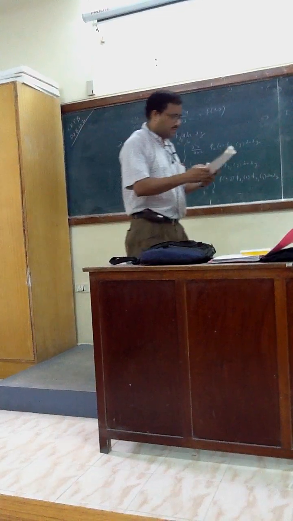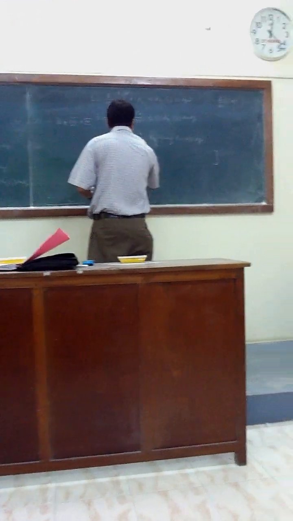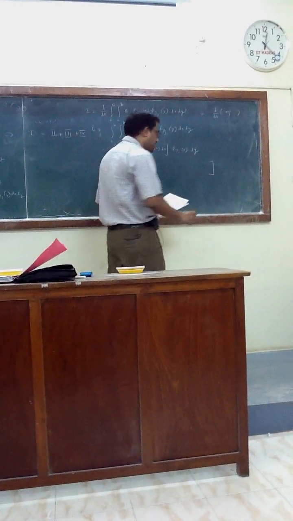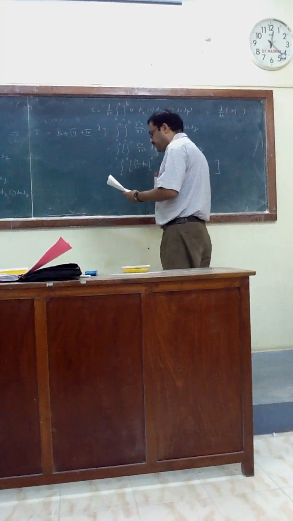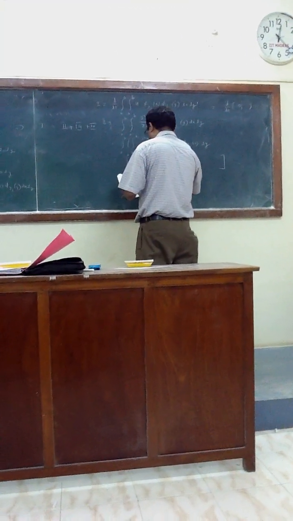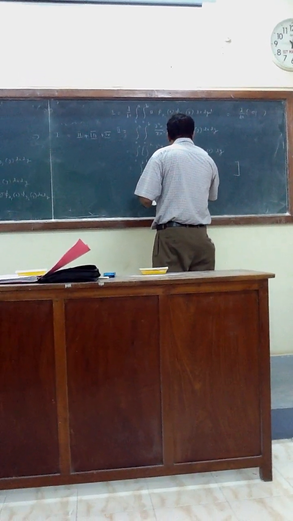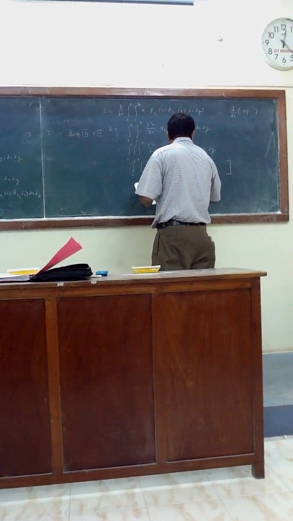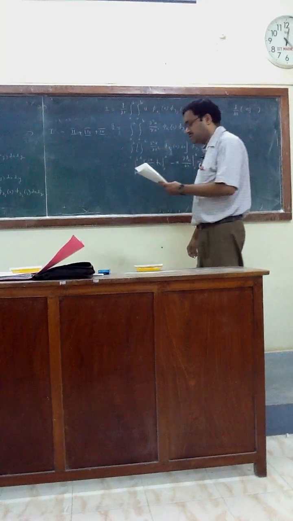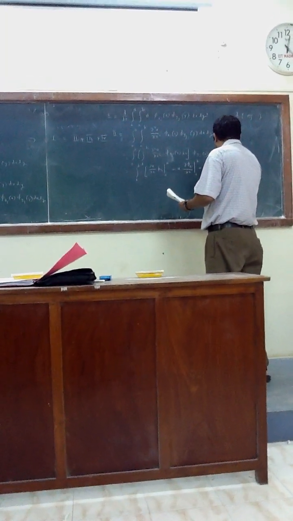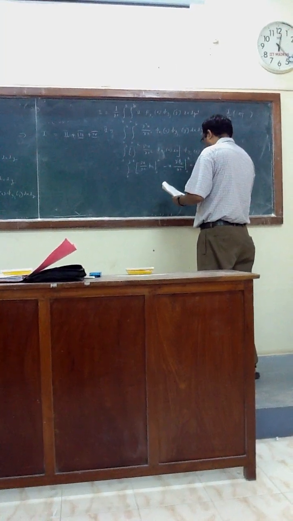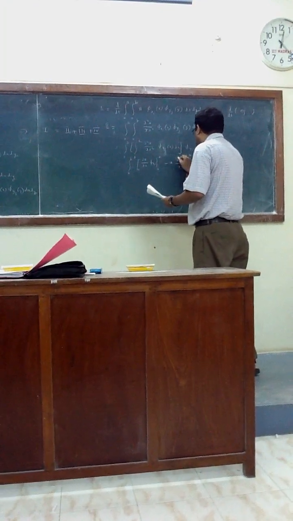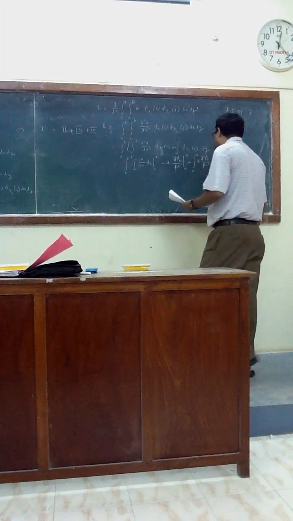Phi xi dou u by dou x, 0 to a, minus u dou phi xi by dou x, 0 to a, plus integral u dou square phi xi by dou x square. You can put d, no problem, because you know that phi xi is a function of x only.